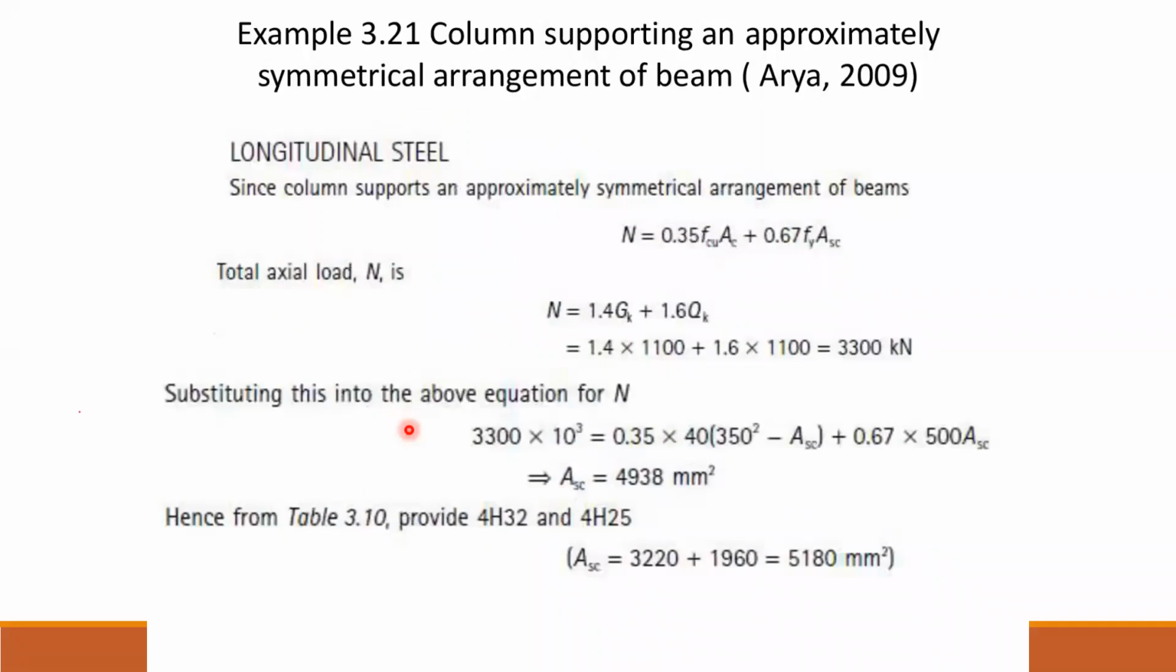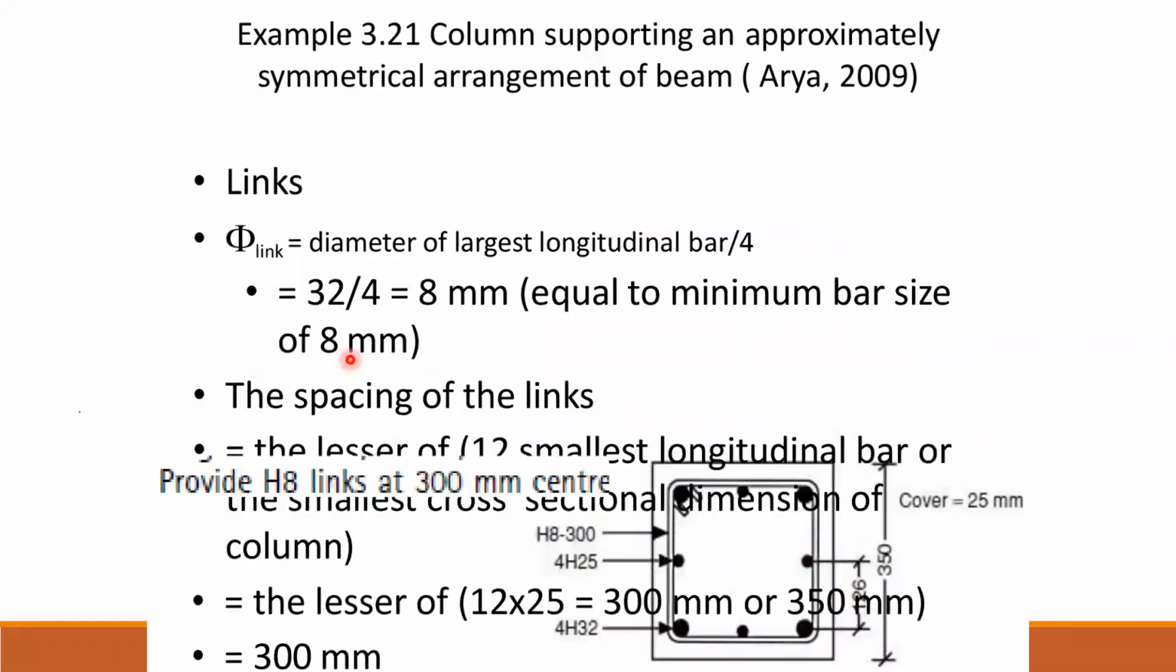So the longitudinal steel reinforcement, the equations are given here. The axial loaded one equations are given here. Substituting into the above equation, ASC can be found. So then you can provide the reinforcement accordingly. So then the shear link arrangement, 32/4, 8 millimeter squared. So the 12 times the 8 millimeter is 300 and whatever. Then the 32 into 12 is coming 384 or whatever. Then the lesser value is 100.